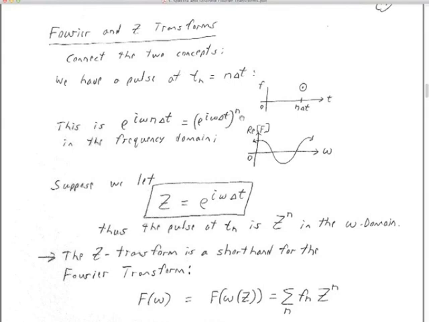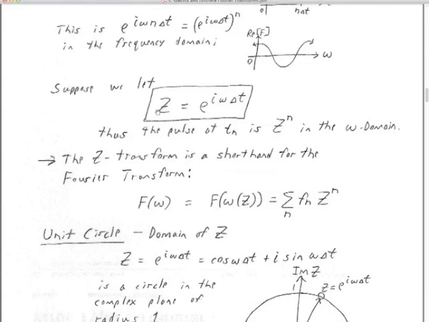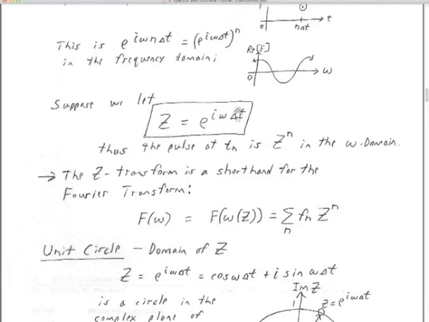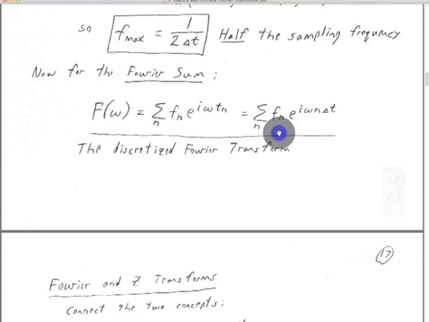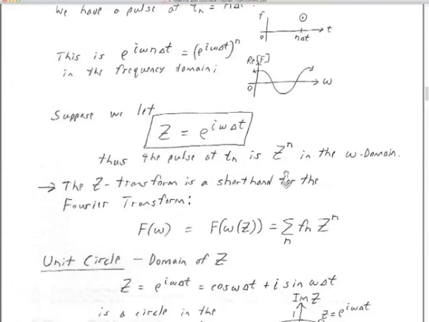Now this is starting to look really familiar. So let's just define Z. Z is a chameleon. It takes on a lot of different definitions, and here's a very useful one. I'll call this the Fourier definition of Z, because you can see it's connected to the discrete Fourier sum. So we let Z be equal to e to the I omega times delta t. All that is in the exponent.